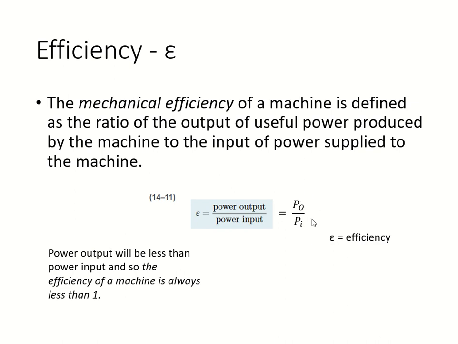In mathematical expression, if you have a denominator and a numerator, the input power is your denominator and the output is your numerator in the ratio. When the denominator is big, your ratio is small. So the efficiency is always going to be a small number, less than 1.